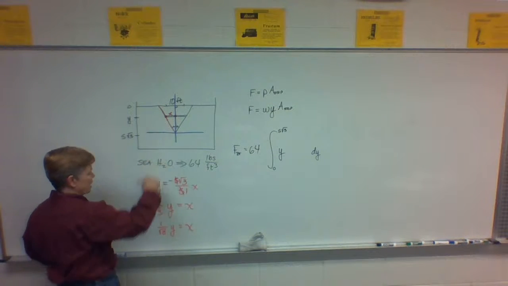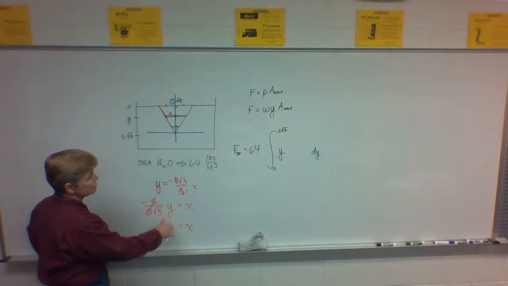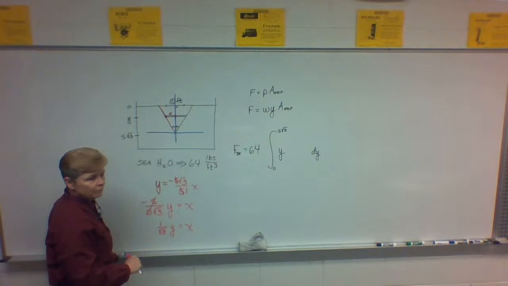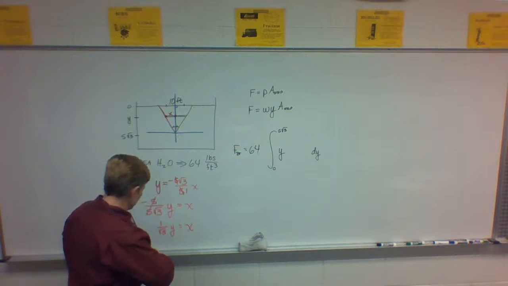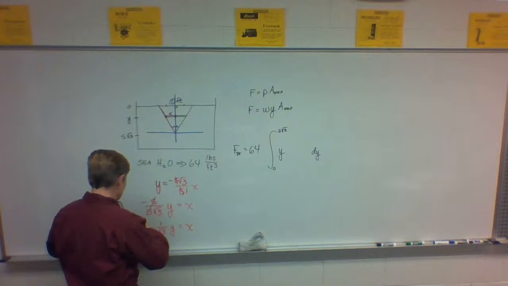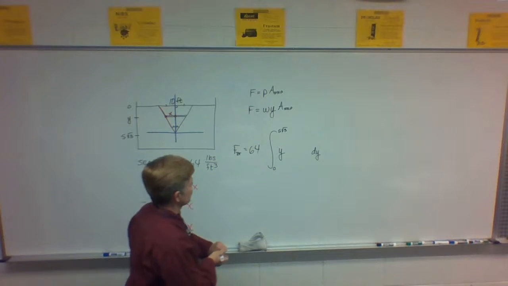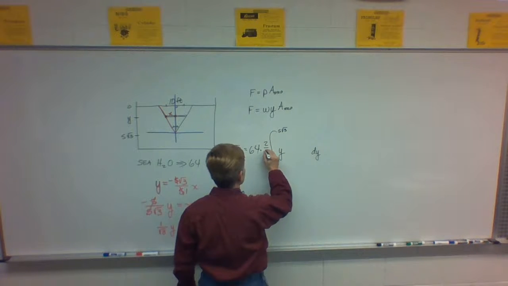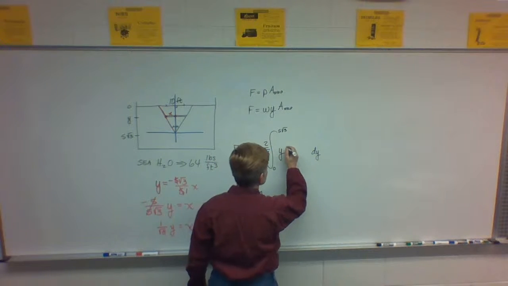It's the same on the other side, and I'm going to need 2 of these to get the width of the strip because this is only one of them. Do you agree? So the thing that I'm going to put inside the integral is going to be 2 over root 3 y.